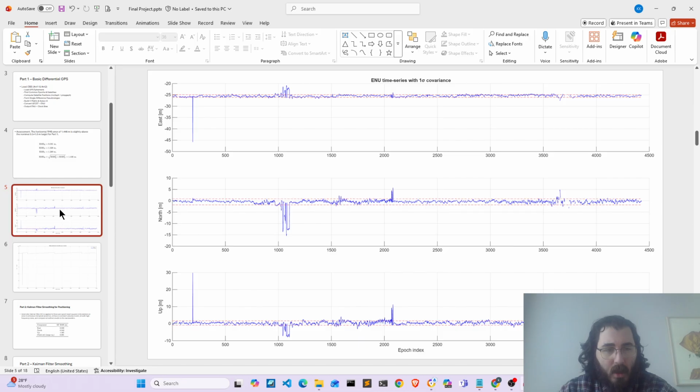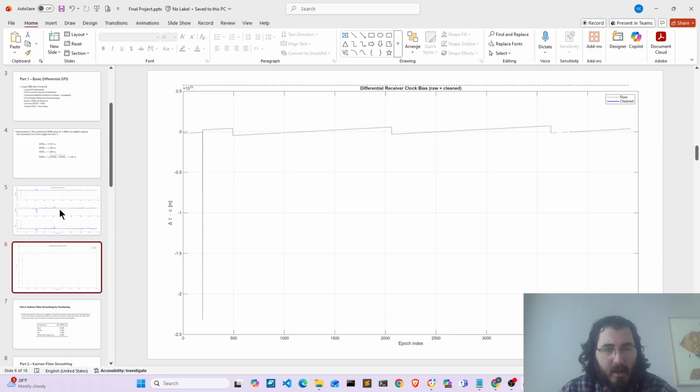For the clock bias behavior, the plot shows noticeable jumps whenever the set of visible satellites changes. Since each epoch is solved independently, the receiver clock absorbs the geometric changes and the measurement noise, leading to discontinuities and unrealistic drift. Even though part 1 meets the accuracy target, it has clear limitations.